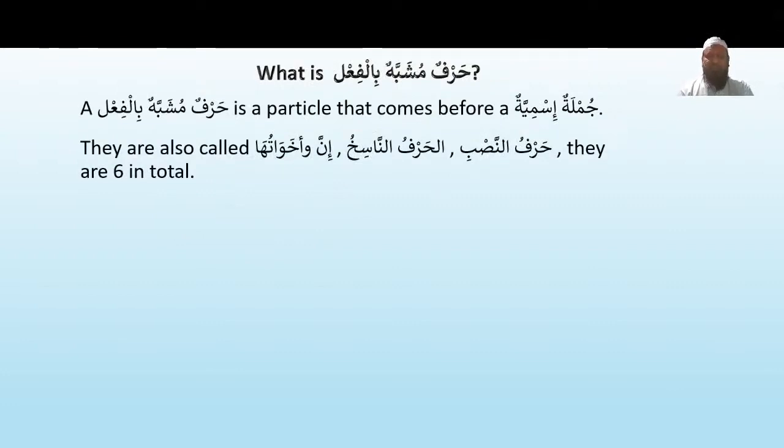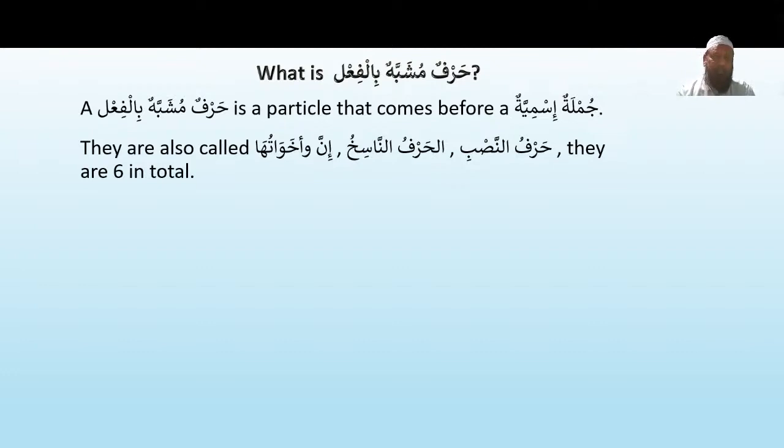What is harfun mushabbahun bil fi'l? A harfun mushabbahun bil fi'l is a particle that comes before a jumla ismiya. So the name suggests, harf is a particle that comes before jumla ismiya. They are also called inna wa akhawatuha, al-harfun nasikhu, or harfun nasb.